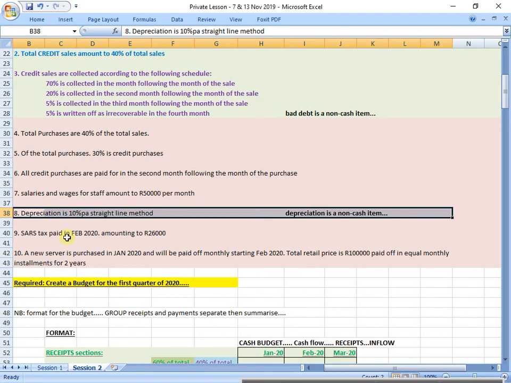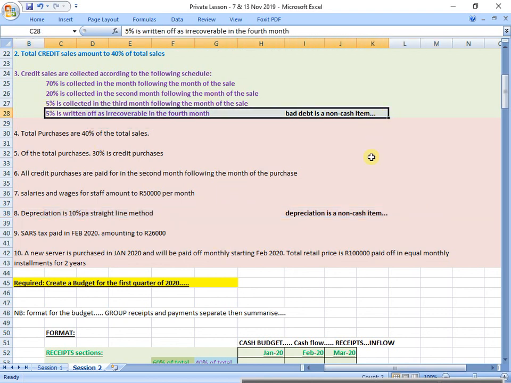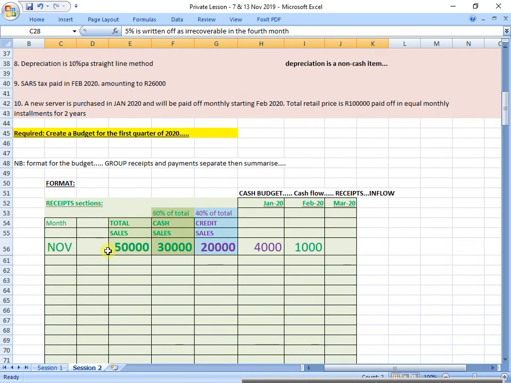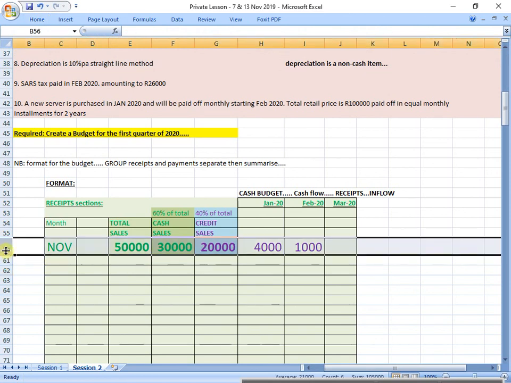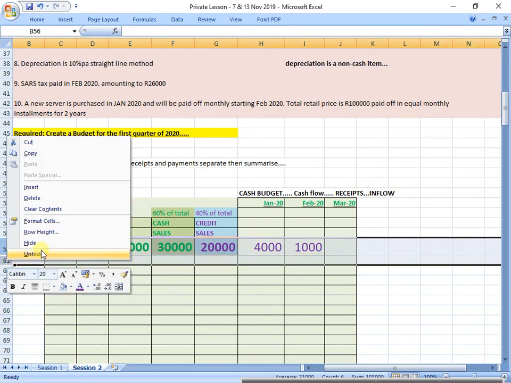You're probably not going to get it, but if you do get it, you don't put it in the budget. If you have non-cash items, I'm just showing you things that you could have. We'll look at your questions to see what type of question you have to answer just now. So that's what you've got. Bad debt, you don't include in the budget. Have I looked at November? Yes, I have. November's good. Complete. Now we need to look at the rest.